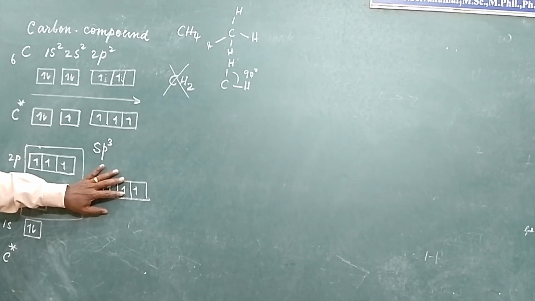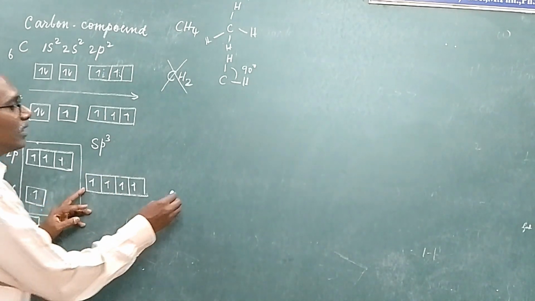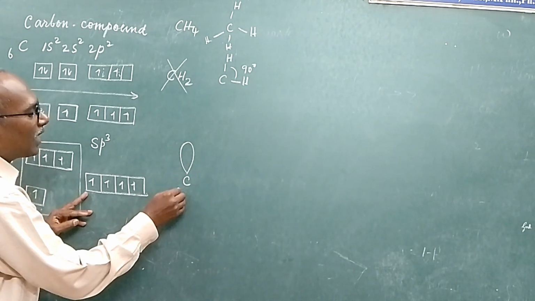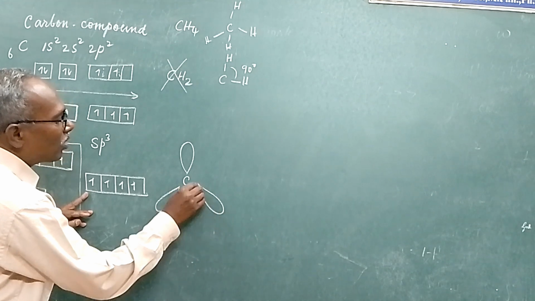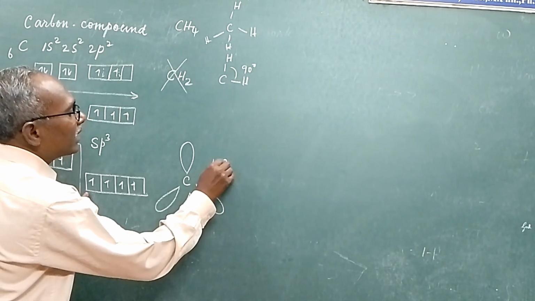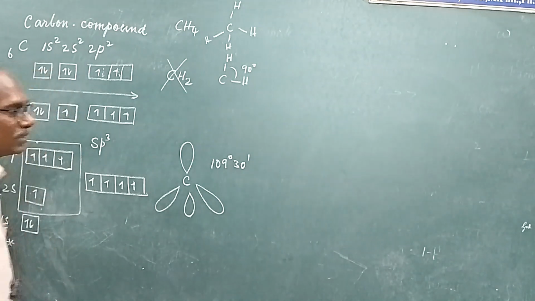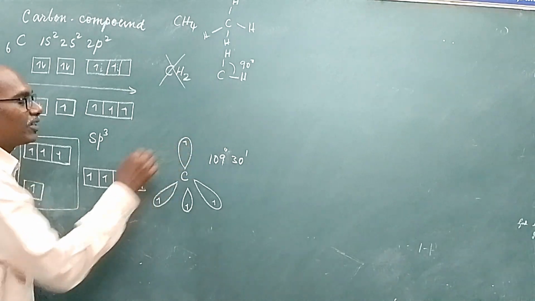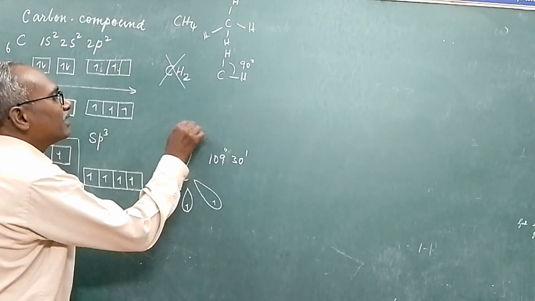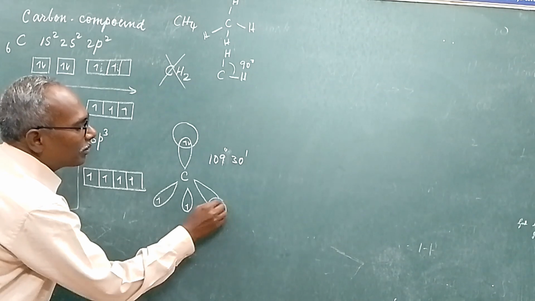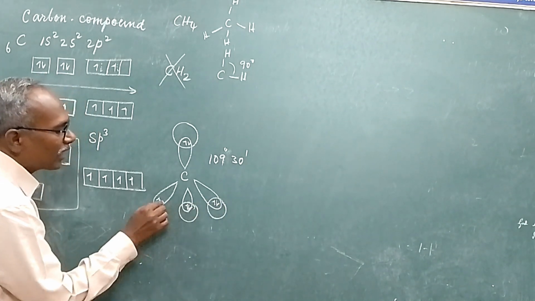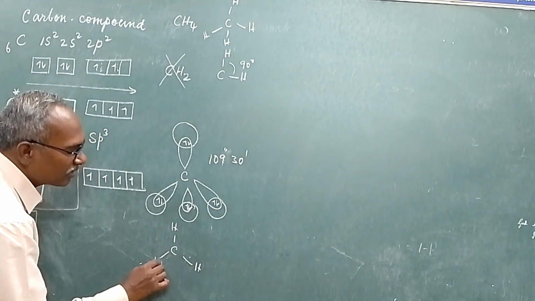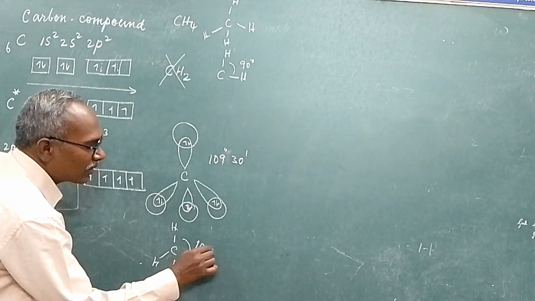So these hybridized orbitals, they will try to be as far apart from each other. Therefore, the maximum separation is attained only when the bond angle is 109 degree 30 minutes. So each hybridized orbital is having 1 electron each. Therefore, the hydrogen s orbital can make covalent bond like this, and this is how the methane is formed with a bond angle of 109 degree 30 minutes.